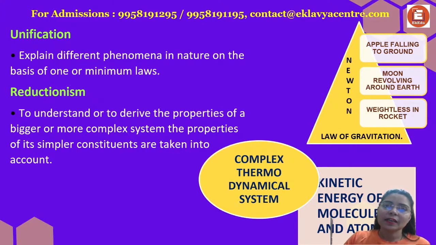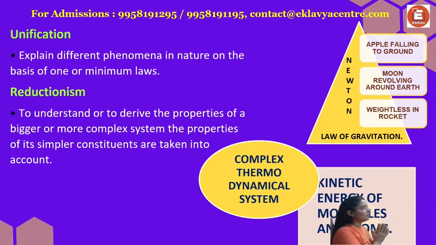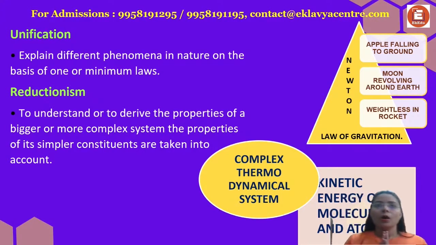So the first important thing is unification. Whenever we try to explain a number of phenomena with a single concept, a single law or minimum number of laws, the concept would be unification. So with that, as we know, Newton had given a law of gravitation, that is the universal law of gravitation.